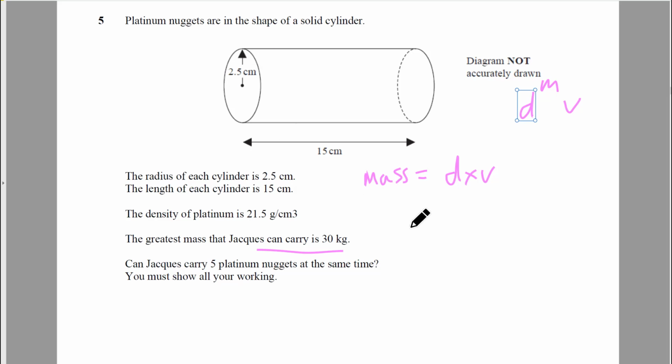But we need to find the volume of the cylinder, which is pi r squared h equals the volume. So V equals pi times 2.5 squared times 15.